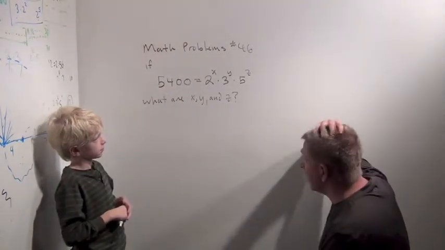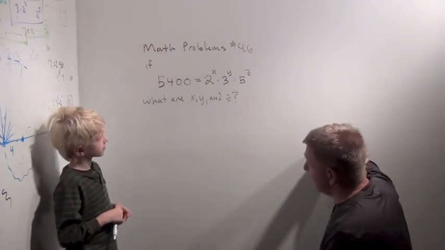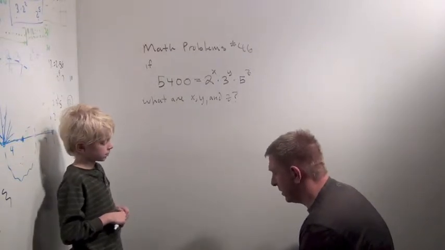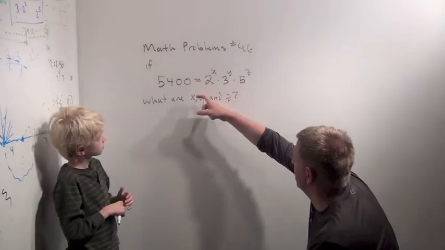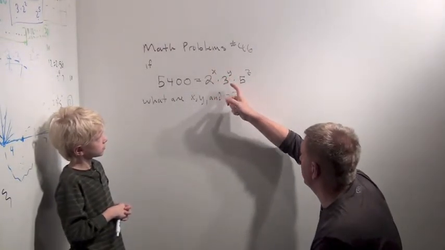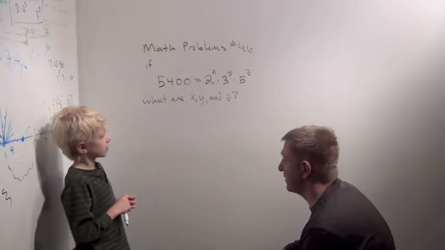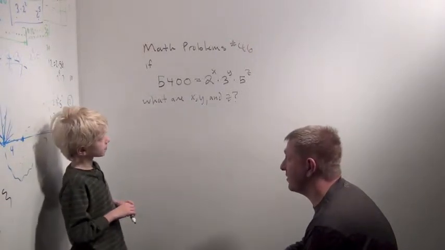Okay, so this is getting back to our primes. We have a fun problem that's based on one. Harder problem solving had a harder one than this, so I made it slightly easier. If the number 5,400 equals 2 to some power x, times 3 to some power y, times 5 to some power z, what are x, y, and z? Okay, so we have to factor 5,400.